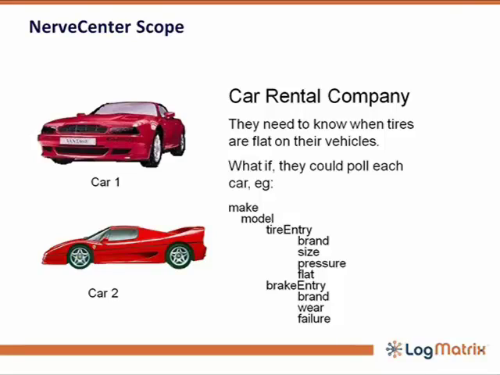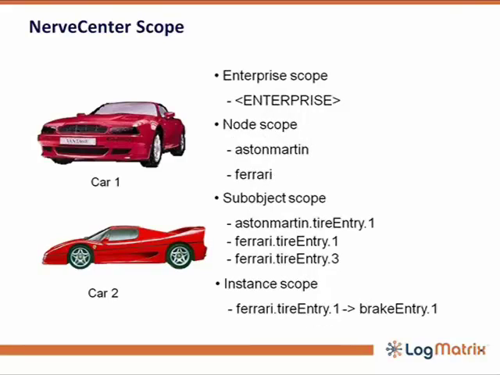So what if NerveCenter could poll for these specific pieces? Things like the make, the model, the tire entry, meaning the brand, the size, the pressure, whether it's flat or not. And while it's there, could it look at your brake entry and decide whether the brand or the wear is down or if there's a failure on it? Very possible. These things could translate to a network type of device.